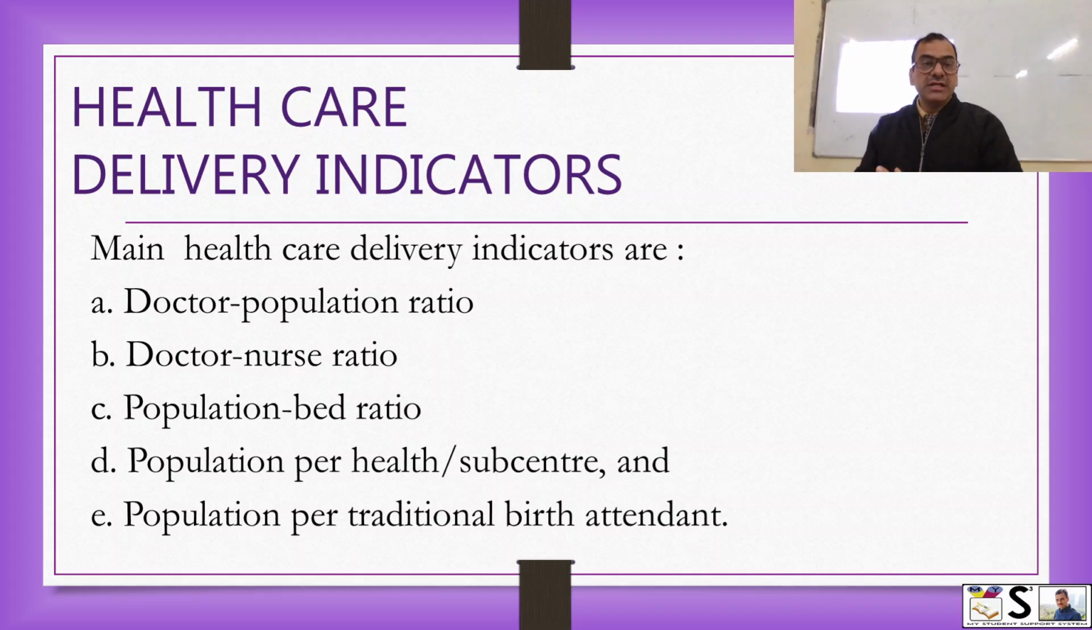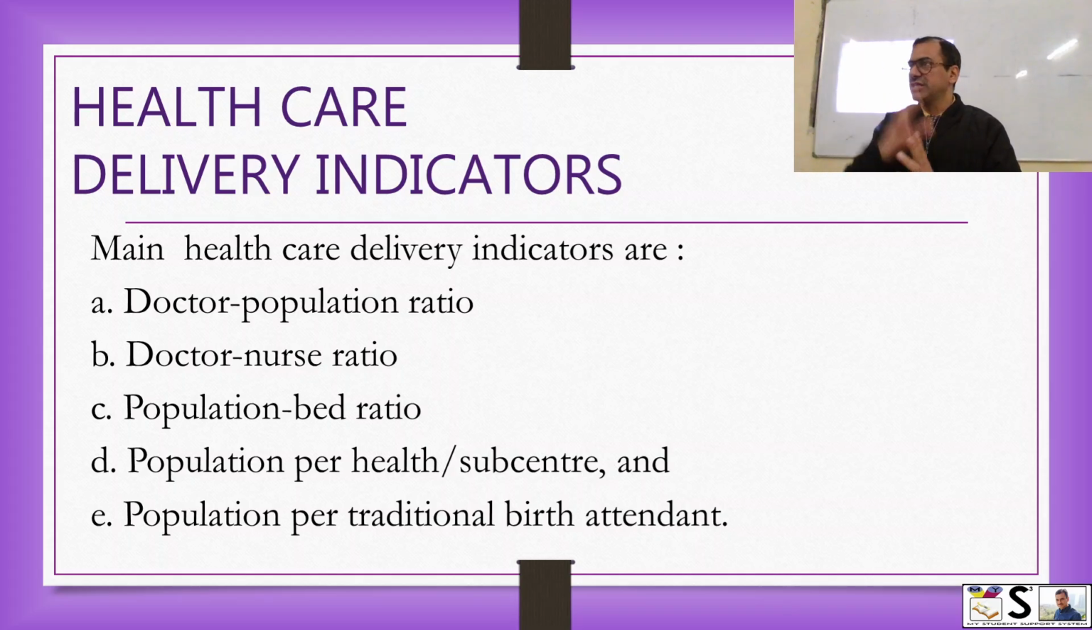Then there are some other indicators which are known as health care delivery indicators. Health care delivery indicator means how we are providing services to the community, for a particular state or country. The main healthcare delivery indicators are doctor population ratio. Okay, if the doctor population ratio is more, then the services will be better. If it is less, then it is a problematic situation. Doctor nurse ratio, population bed ratio means in the hospital how many beds are available for a particular population.